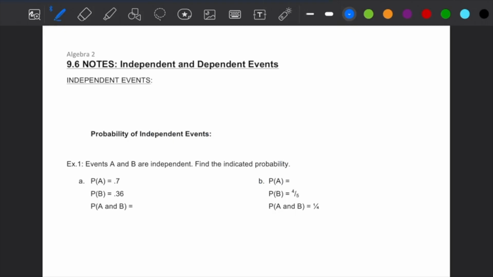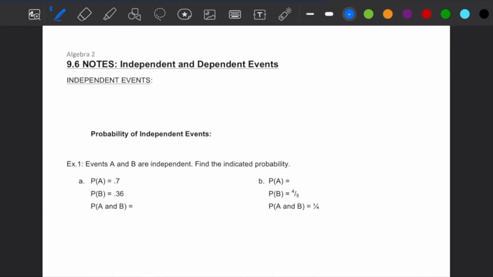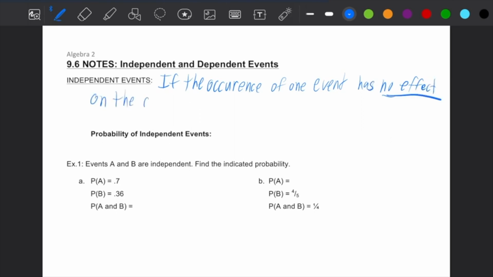Welcome everybody to Algebra 2, Unit 9, Section 6, Independent and Dependent Events. Page 15 of the notes is over independent events, and page 16 is over dependent events. So independent is if the occurrence of one event has no effect, I'll underline that, it's pretty important, no effect on the occurrence of another.